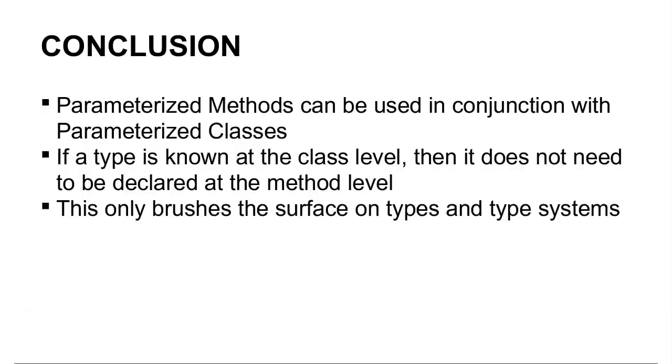So parameterized methods can be used in conjunction with parameterized classes. If a type is already known at the class level, it does not need to be declared at the method level. And this only brushes the surface of types in type systems. There's a whole new world out there when it comes to type systems.